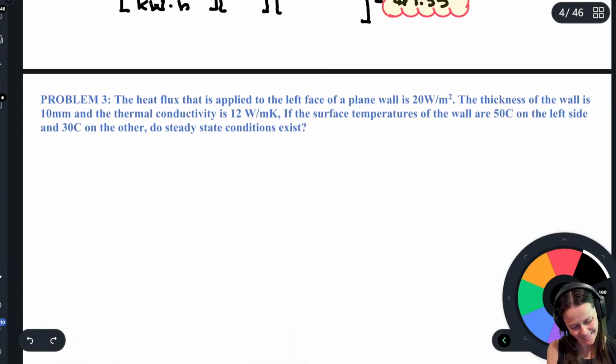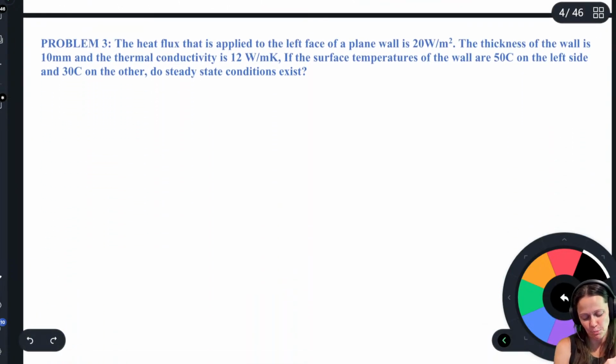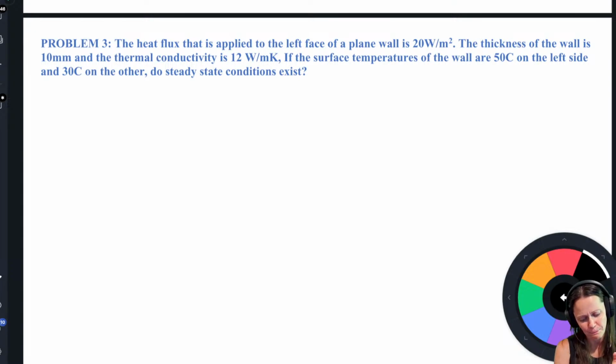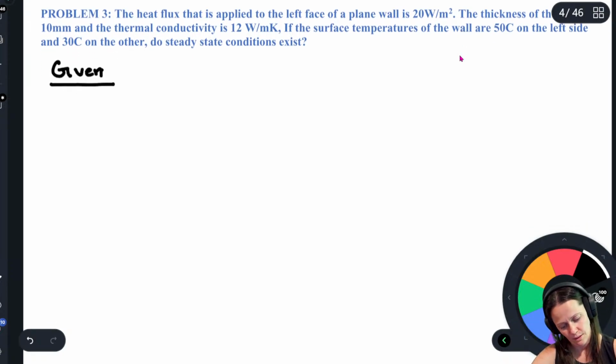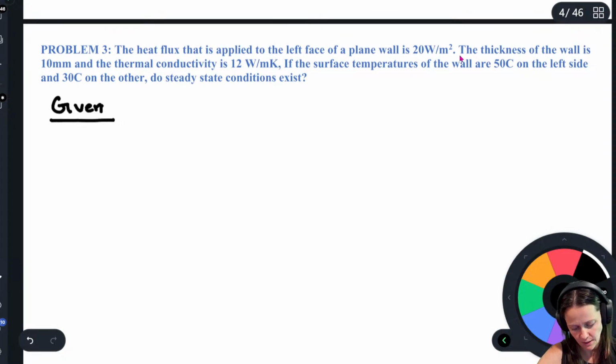It's nice. All right, so problem 3. We have the heat flux that is applied to the left face of the plane wall is 20 watts per meter squared. All right, so let's go ahead and put a little figure together here.